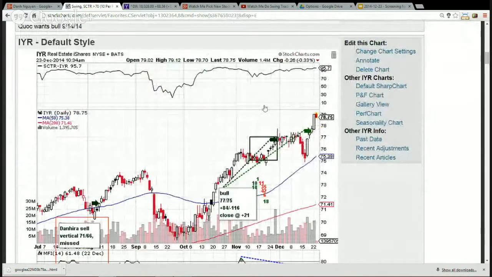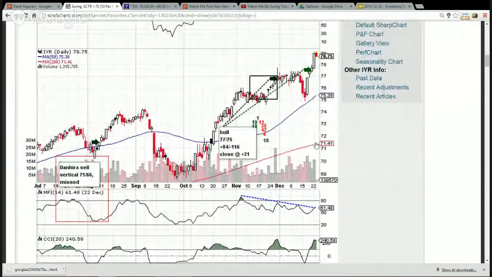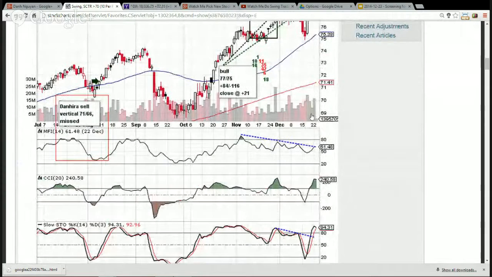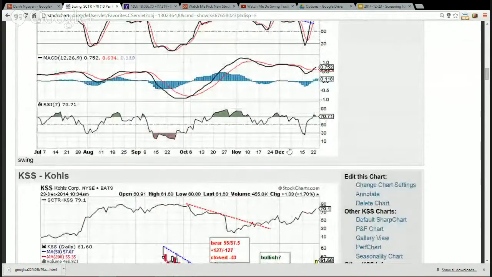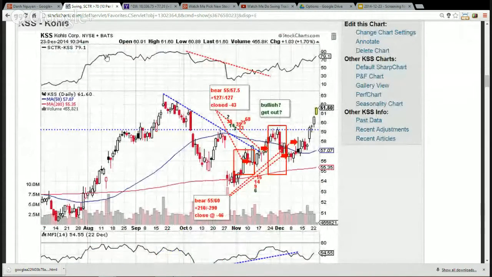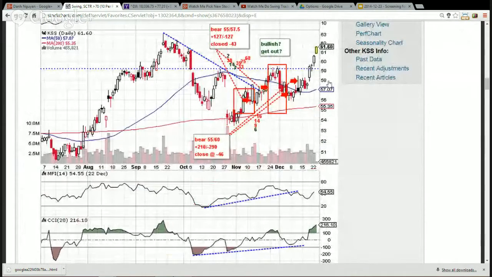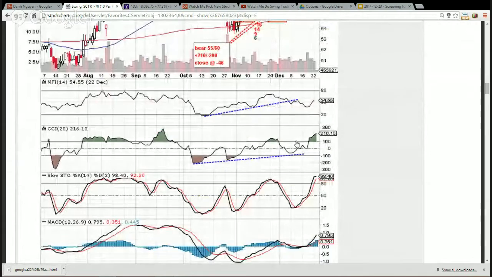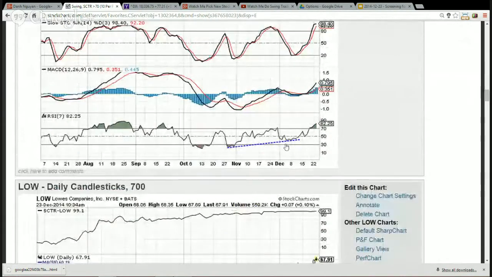This is IYR, real estate fund. Today is actually a little negative day. I think it's overbought and it's going to come down. Kohl's also good stock, but I think it's already jumped too much. It's in the oversold territory. I mean overbought territory. So again, I wouldn't touch it.